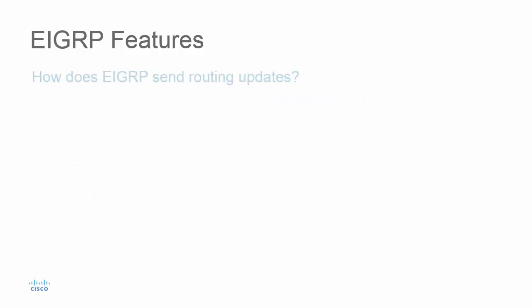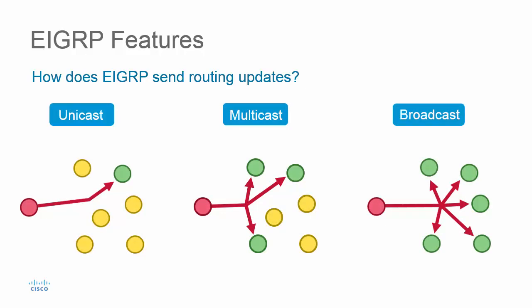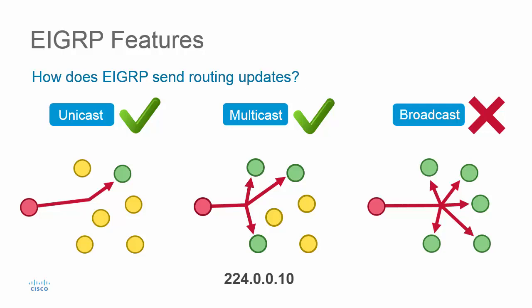So how does EIGRP send those routing updates? EIGRP uses multicast and unicast rather than broadcast. Multicast EIGRP packets use the reserved multicast address of 224.0.0.10. As a result, end stations are unaffected by routing updates and requests for topology information.